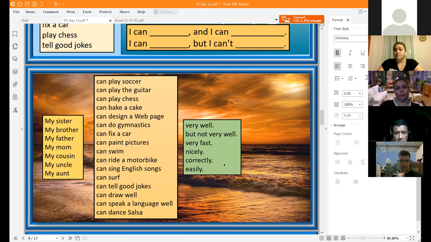Let's see. We have: play soccer, play the guitar, play chess, bake a cake, design a web page, do gymnastics, fix a car, paint pictures, swim, ride a motorcycle, sing English songs, surf, tell good jokes, draw well, speak English well, dance salsa. Okay? Volunteers. Me, teacher. Yes, please, go ahead.